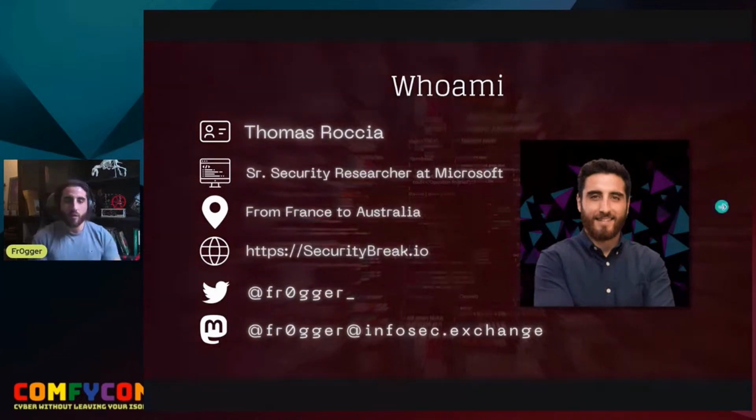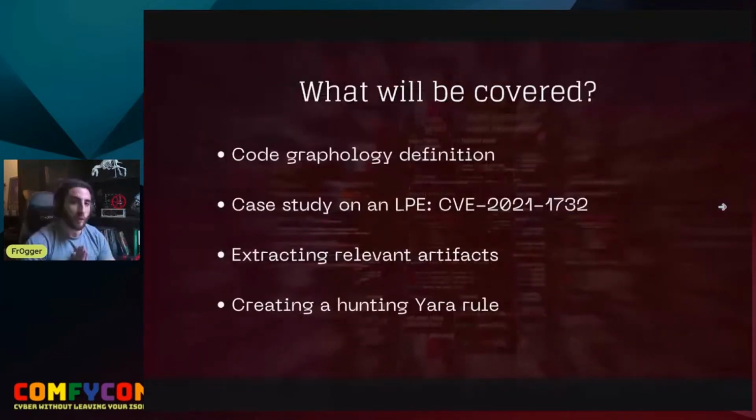All right, so in this presentation, what will be covered? First of all, I will define what code graphology is and what the concept is exactly. Then I will focus my presentation on a use case, which is a local privilege escalation, CVE-2021-1732. And then we will see how to analyze this specific CVE to extract relevant information that can be used to create a hunting rule.